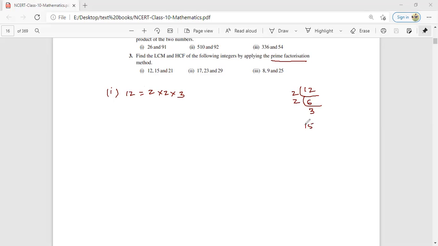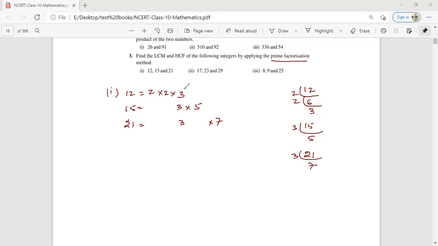And then we have to find the factors of 15. It is divisible by 3 only. 3 5s are 15. So factors of 15 are 3 into 5. Then 21, it is divisible by 3, 3 7s are 21. So factors of 21 are 3 into 7.